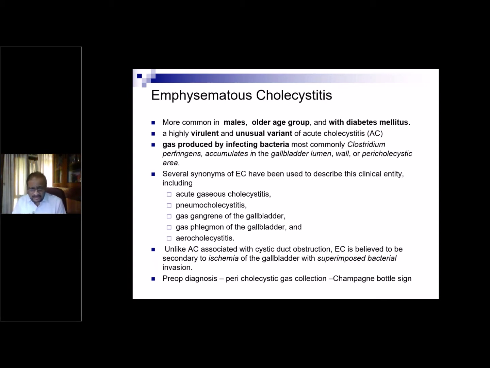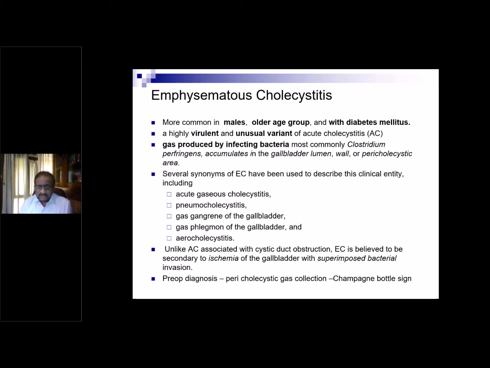Now, unlike acute cholecystitis associated with cystic duct obstruction, emphysematous cholecystitis is believed to be secondary to ischemia. So you don't find any kind of primary obstruction. In calculous cholecystitis, what do you understand? You understand there's some kind of a block at the region of the neck or the cystic duct. Here it is not the primary event. What is the primary event? Infection with or without obstruction. So it is an infection leading to ischemia with superimposed bacterial invasion. That is the pathophysiology in emphysematous cholecystitis, not a block as the primary event. Here it is ischemia with superimposed bacterial infection, ultimately leading to emphysematous cholecystitis.